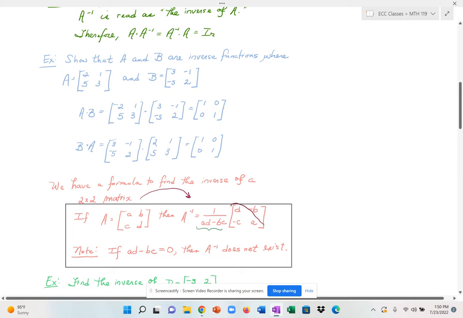So the A and the D switch order from where they were originally, and the B and the C just switch signs. So the B and the C stay in the same place, but you would take the opposite sign right here. This exists as long as AD minus BC is not equal to 0, because if it is equal to 0, 1 over 0 is undefined, so you would not be able to compute the inverse, because the inverse would not exist. So the inverse will exist as long as AD minus BC is not equal to 0.